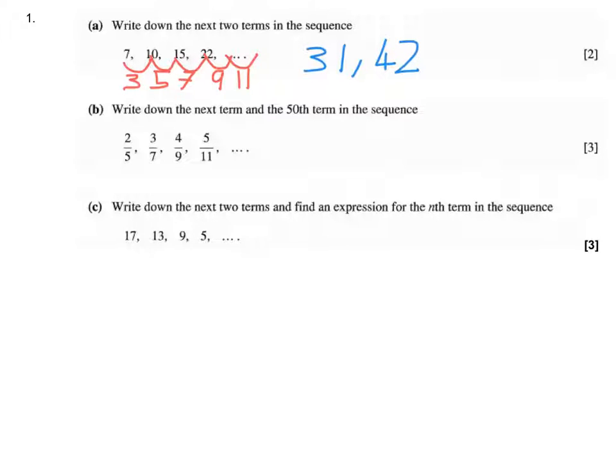Okay, the next term should be fairly easy here. We can see the numerators are going up by 1, so the next numerator will be a 6. Denominators are going up by 2, so the next one will be 13.